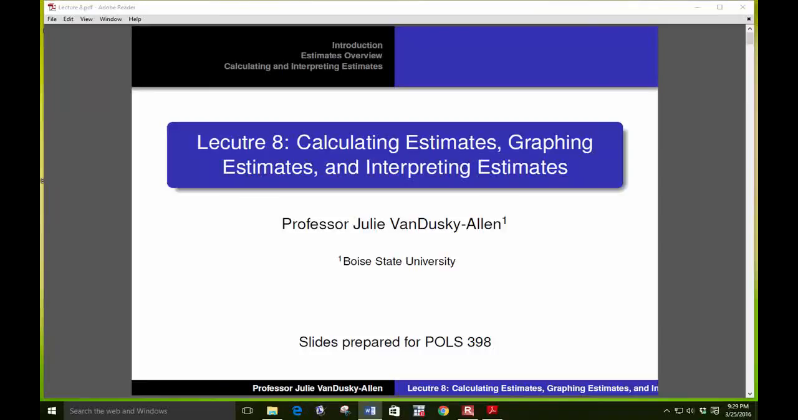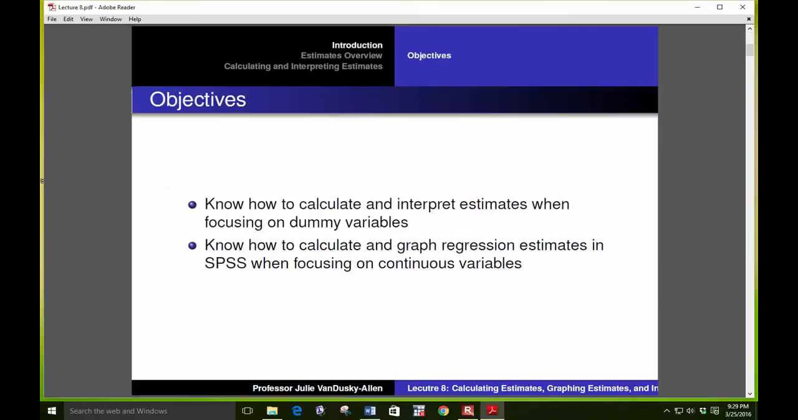This is Lecture 8, Calculating Estimates, Graphing Estimates, and Interpreting Estimates. By the end of this lecture, you should be able to know how to calculate and interpret estimates when focusing on dummy variables, and know how to calculate and graph estimates in SPSS when focusing on continuous variables.